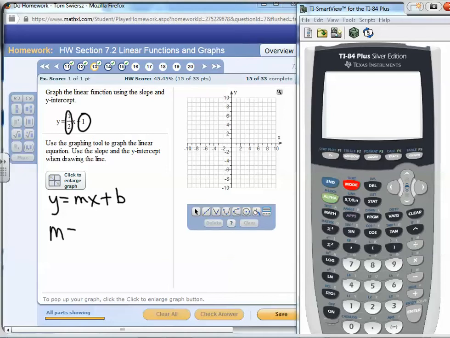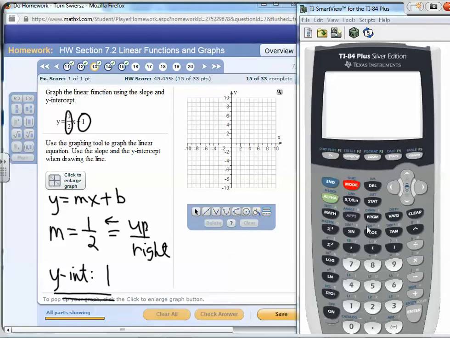So again, the slope is 1/2, and the y-intercept is going to be a positive 1 because we're adding 1. So now we're going to graph the y-intercept first, and from there we're going to go up 1 unit and to the right 2 units because that's a positive slope, up and to the right. Vertical change over horizontal change.